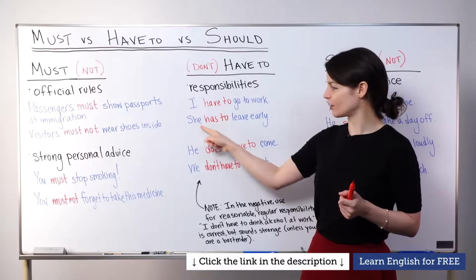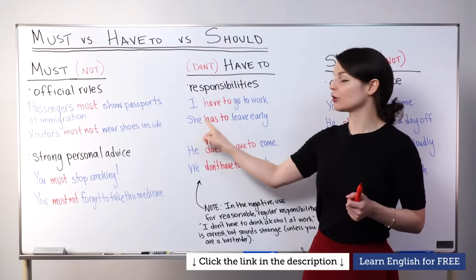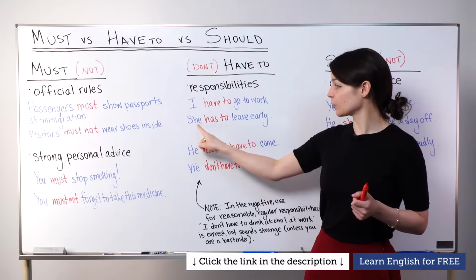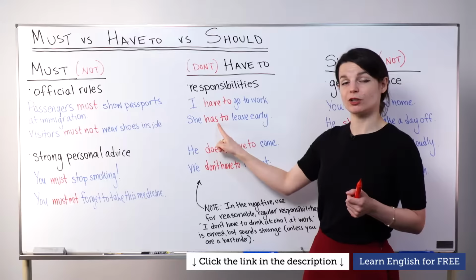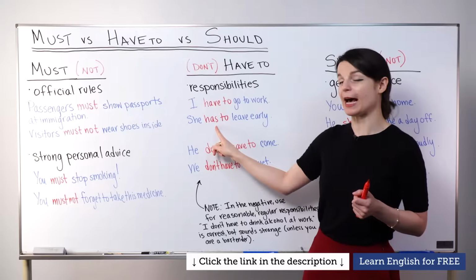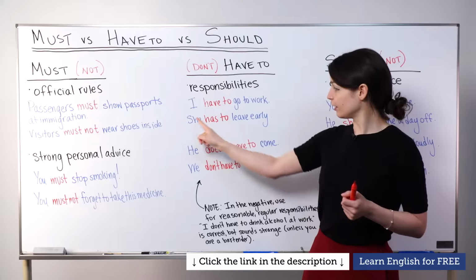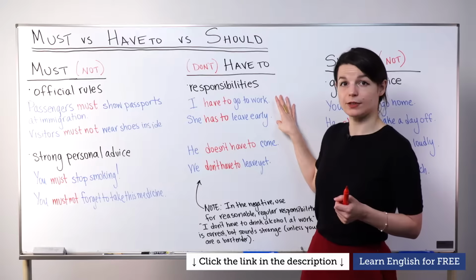She has to. So as I said, when she or he or it is the subject, we conjugate the verb. We change the verb from have to has. She has to leave early. These show a responsibility of some kind.